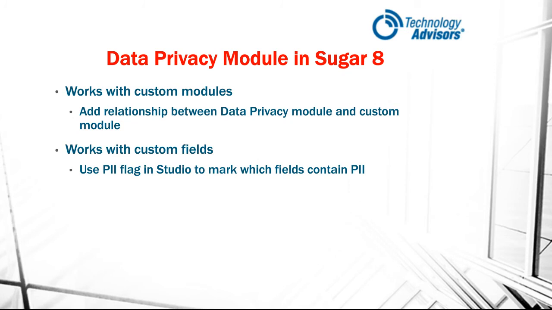The data privacy module in Sugar does work with custom modules. So if you have built any custom modules in Sugar that contain personally identifiable information, all you have to do in order to use the data privacy module with your custom modules is add a relationship in Studio between the data privacy module and your custom module. And it also, of course, works with custom fields. Justin showed you earlier that PII flag that is now available in Studio, and that's what you use to mark which fields contain PII, which is therefore the data that's available for erasing.